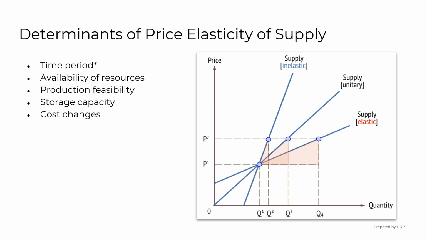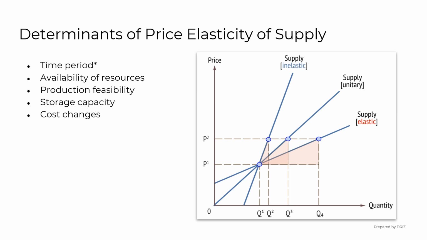Secondly is availability of resources. If producers can easily access raw materials, labor, and equipment, they can respond faster to price changes, making supply more elastic. The third determinant is production feasibility. If the good is easy and quick to produce, like bread, supply tends to be more elastic. But for complex or time-consuming products like aeroplanes, supply is less elastic.